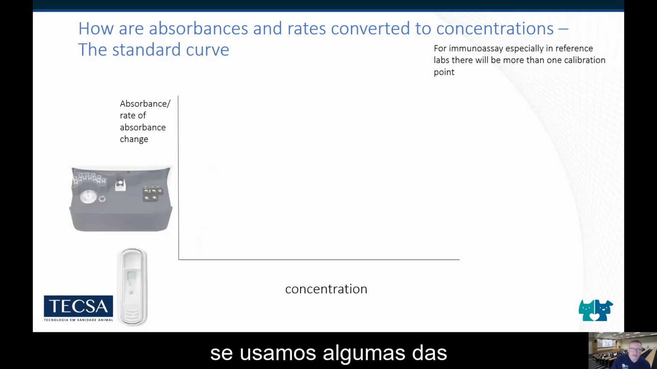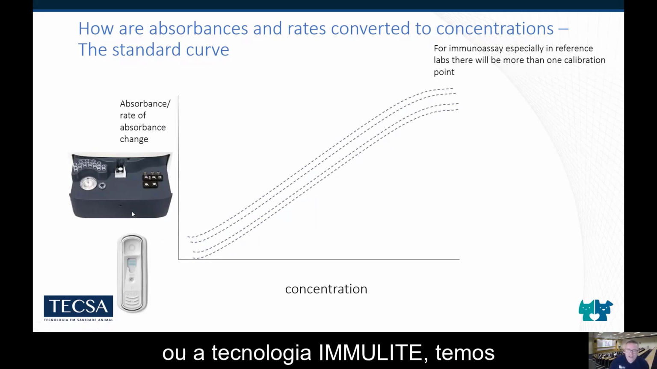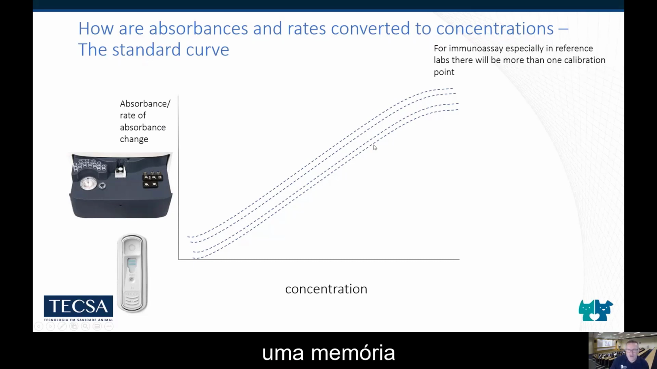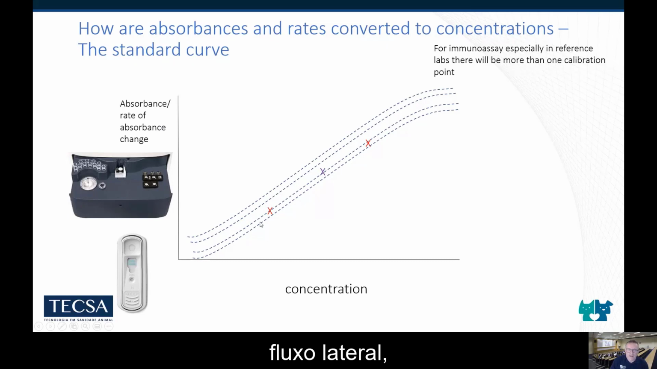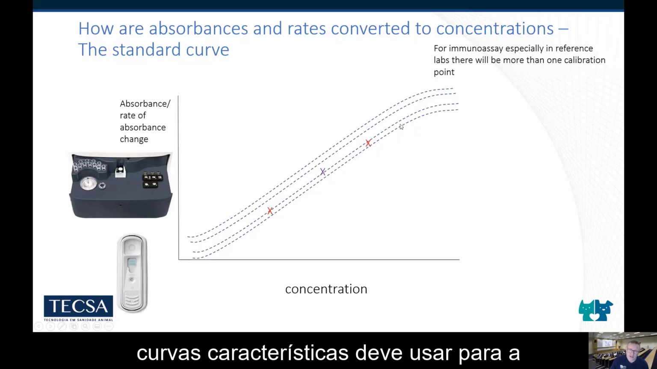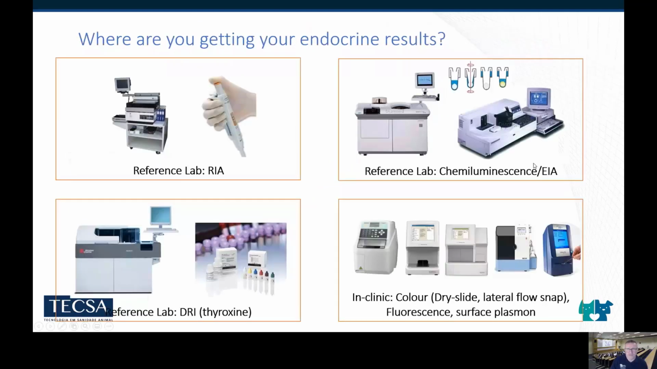However, if we're dealing with some of the in-clinic technologies and also the Immulite technology, what that tends to do is that they have some kind of stored idea of what the reaction shape should look like. And then either with just one calibrator point or reference point, like in a lateral flow method, or as might be the case in an Immulite adjuster system, 2 points. Those allow the system to realize which of these characteristic curves it should be using to do its data analysis. So these other methodologies have much less calibration points.